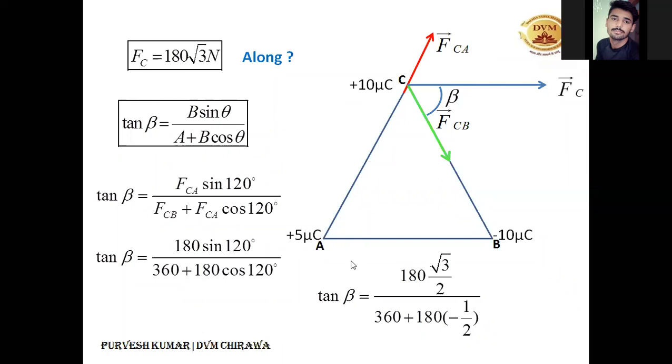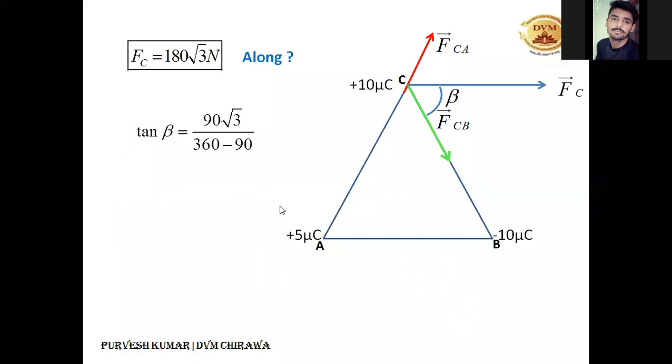Now solving it up, it comes out to be 180 root 3 by 2 divided by 360 plus 180 into minus half. This gets cancelled out and the equation becomes 90 root 3 divided by 360 minus 90. Then tan beta comes out to be 90 root 3 divided by 270, since 360 minus 90 is 270. When you solve it, it will be root 3 by 3, since 90 divided by 270 is 1 by 3. Then tan beta is root 3 by 3.